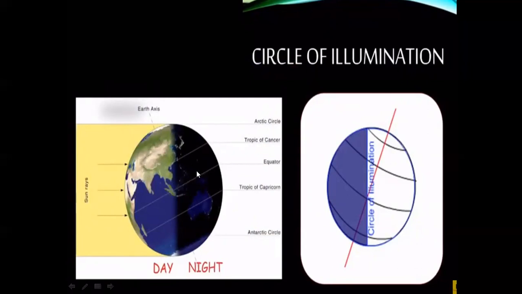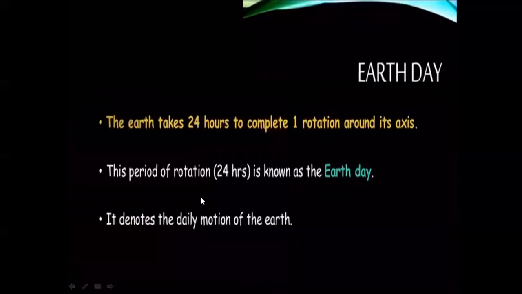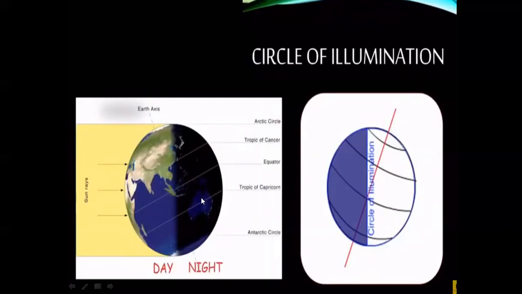Now today it is day. That means right now we are facing the sun, and that's why we are experiencing day. So this half-sided portion is known as the circle of illumination.